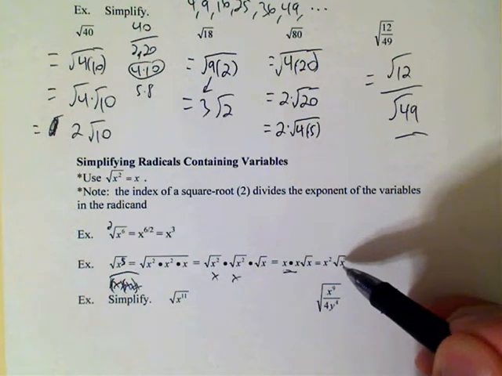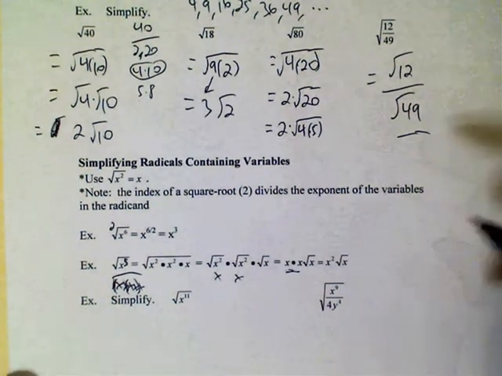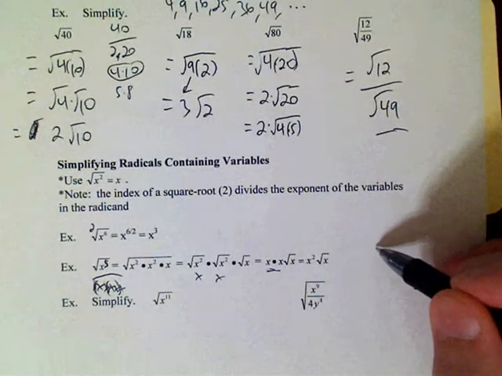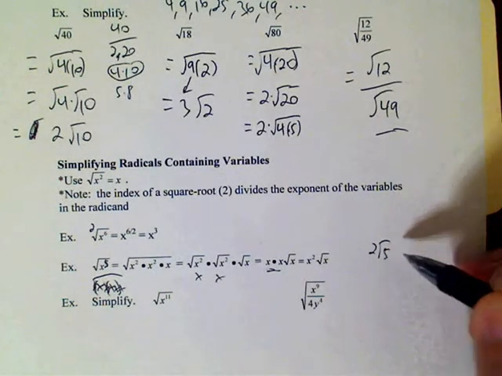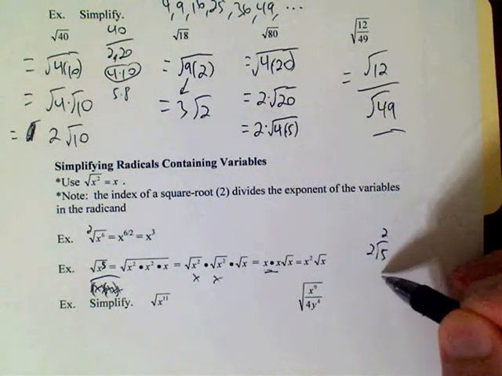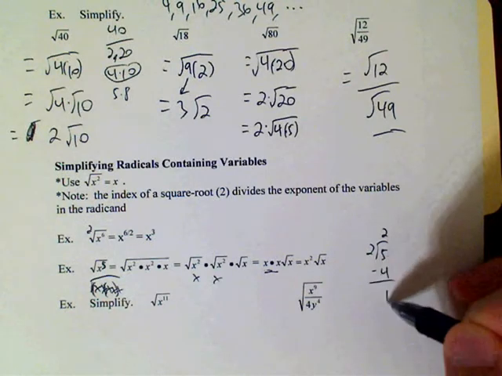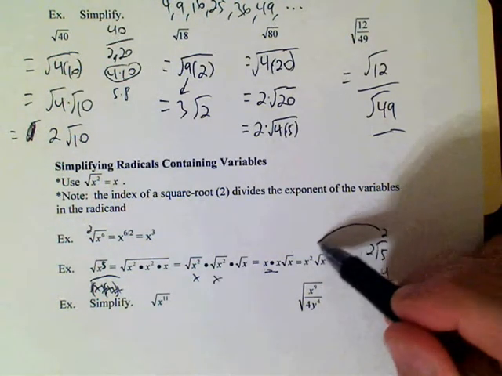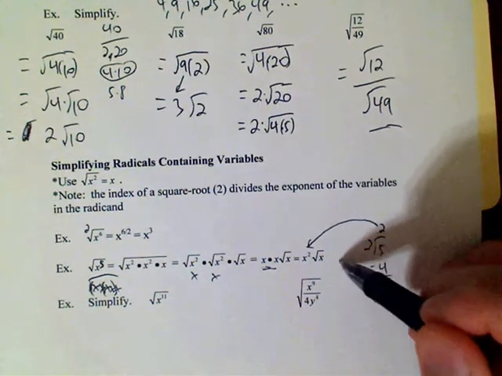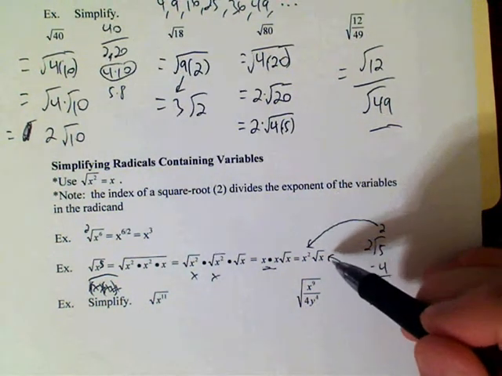Now there's an easier way. Watch this. All we really have to do is long division. 2 goes into 5 2 times. 2 times 2 is 4, subtract and we get 1. That 2 stays on the outside, and the remainder goes on the inside. We just choose not to write it, but if you want to, you can.